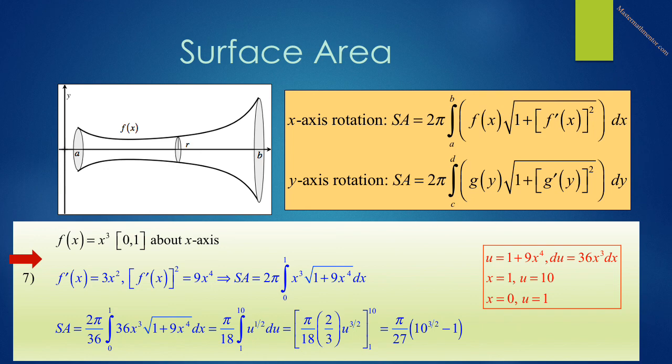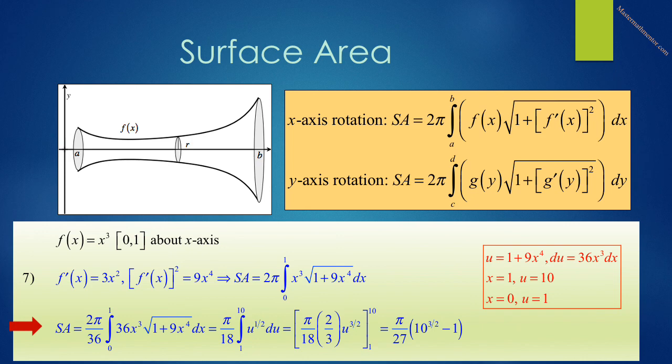So using the formula, the surface area is equal to 2 pi, the integral from 0 to 1, of x cubed times the square root of 1 plus 9x to the fourth dx. Luckily, this can be integrated. If u is 1 plus 9x to the fourth, du is 36x cubed dx. We're missing the 36, so we put a 36 on the inside and divide by 36 on the outside. And we get 2 pi over 36, integral from 0 to 1 of 36x cubed, the square root of 1 plus 9x to the fourth.